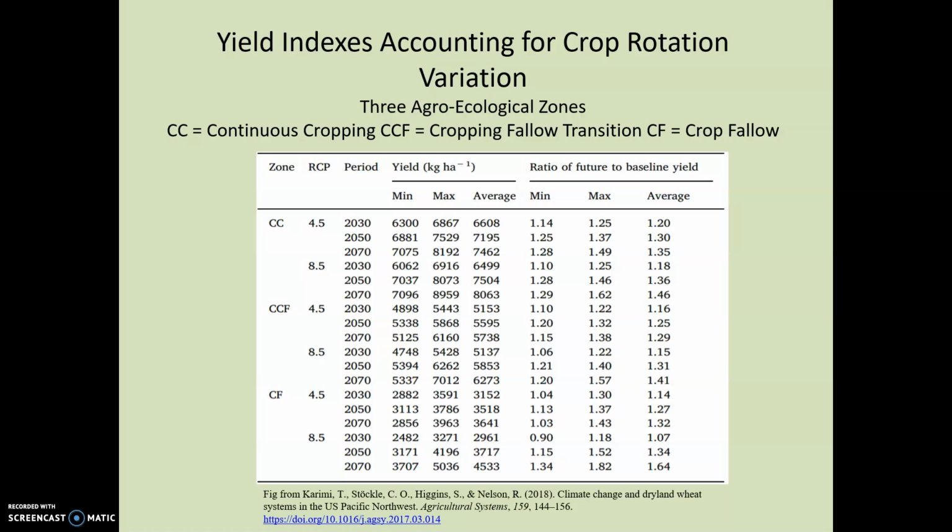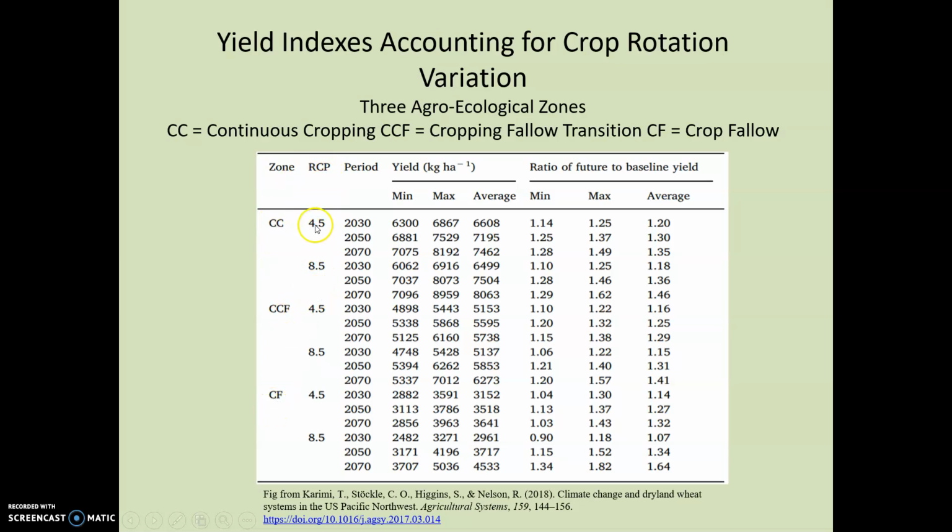Here's a really good chart showing how crop rotation affects this. We have three agroecological zones: CC, continuous cropping; CCF, crop fallow transition; CF, crop fallow. This is how you rotate the fields after you're done harvesting them. So it shows each zone right here on the left.